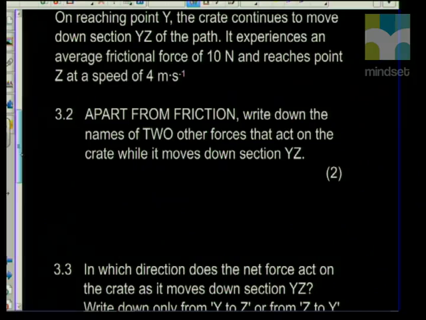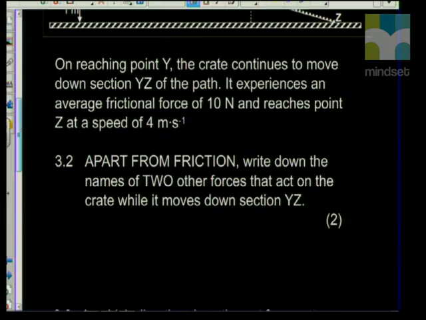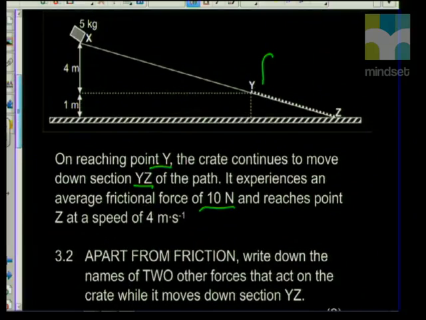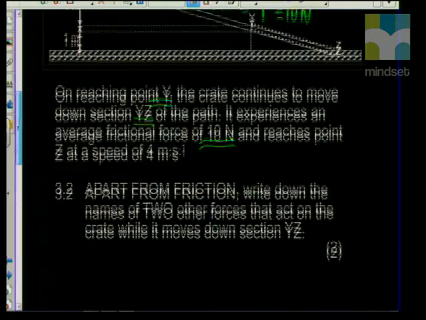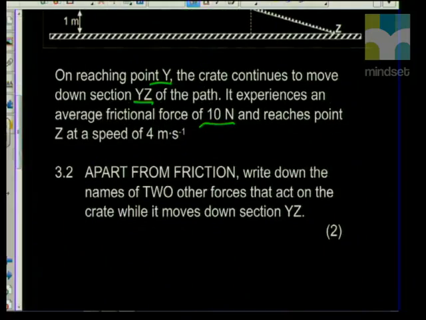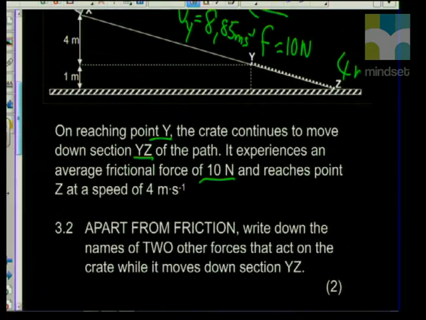Next point. We're now asked some more interesting questions that allow us to question the physics and the principles of physics. It then tells us that on reaching point Y, the crate continues to move down YZ of the path. It experiences an average frictional force of 10 newtons. So remember, there's a frictional force of 10 newtons, and that frictional force is acting upwards. The initial velocity at point Y was 8,85 meters per second. So it experiences that, and it reaches point Z over here with a speed of 4 meters per second. That's what its speed is at point Z, 4 meters per second.